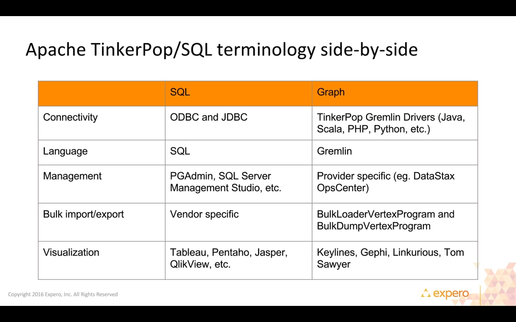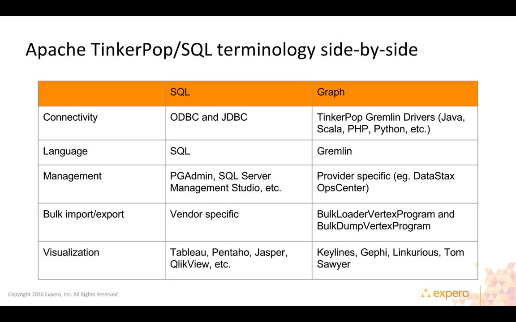So say if you were using Titan against a Cassandra backend or possibly DSE Graph, then you're probably going to use OpsCenter. If you're using Neo4j, you're going to use their management tools. So TinkerPop doesn't pull the management pieces into itself. Bulk import and export, again, some of these things will be vendor specific. On the TinkerPop side, though, there is a standard bulk loader and bulk dumper vertex program, it's called, which allow you to, in the standard Apache TinkerPop way, pull data into your graph and then export data out of your graph.